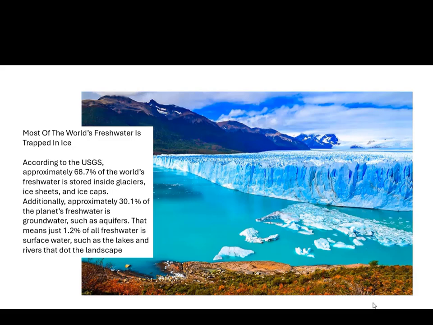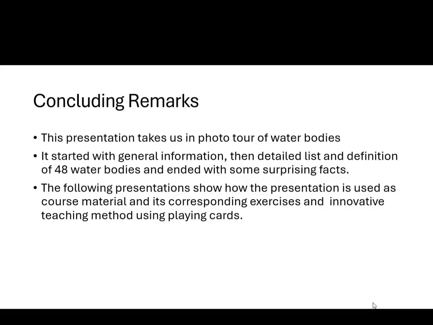According to the United States Geological Survey, approximately 68.7% of the world's fresh water is stored inside glaciers, ice sheets, and ice caps. Additionally, approximately 30.1% of the planet's fresh water is groundwater, such as aquifers. That means just 1.2% of all fresh water is surface water, such as the lakes and rivers that dot the landscape. This is my concluding slide.